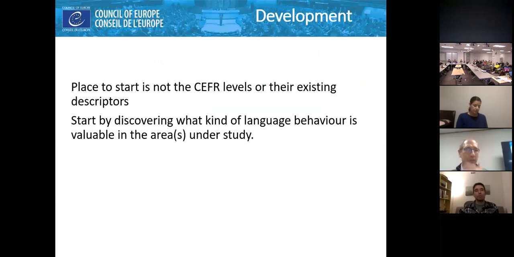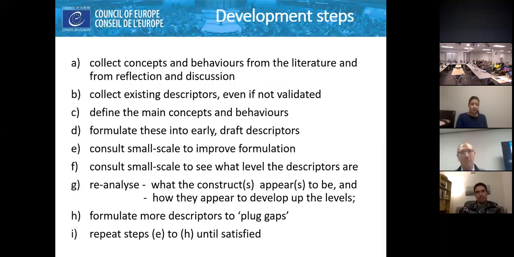Right, so development, I mean, the place to start is not with the CFR or existing thing, but rather discover what kind of language behavior is out there and what would be useful in your context. So there's a whole process by which we went through, collecting stuff and defining the main concepts we wanted, formulating this into descriptors, and then consulting small scale to improve the formulations, and consulting small scale to see if people have some idea of what the level is, and then reanalyzing everything.